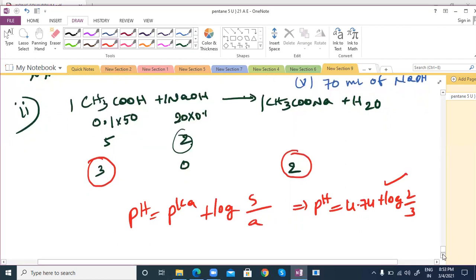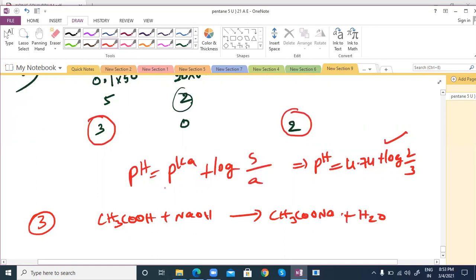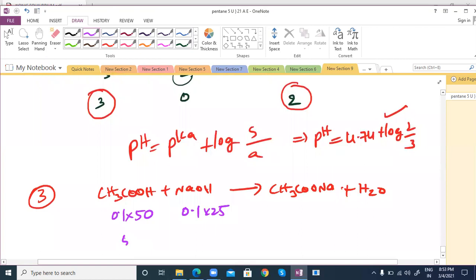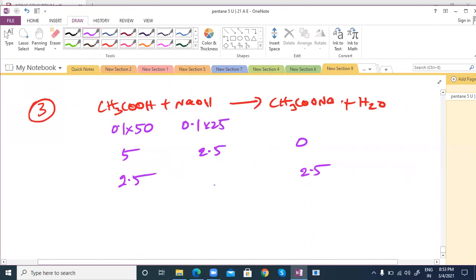So like this, you have to apply the formula. And the third case is the same thing. Write the equation, very simple: CH3COOH plus NaOH gives CH3COONa. Then you can calculate equivalents. This is 5, already fixed, 0.1 into 50. This is 0.1 into 25, which is 2.5 for NaOH. After reacting, the acid becomes 2.5, the salt also becomes 2.5, and NaOH is 0.